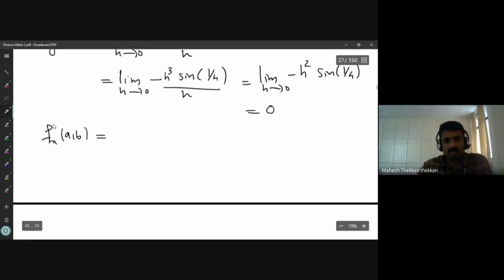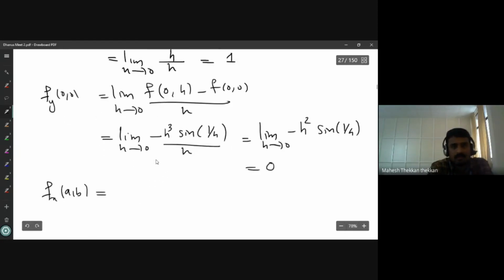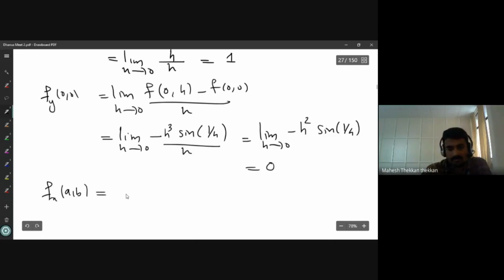That's all. fx at (a, b), I will look at for a general point (a, b). I don't worry about whether a is any value. I will do it as two cases, b equal to 0 and b not equal to 0. So what is this value? This is equal to the limit h tending to 0 of f(a+h, b) minus f(a, b), divided by h.